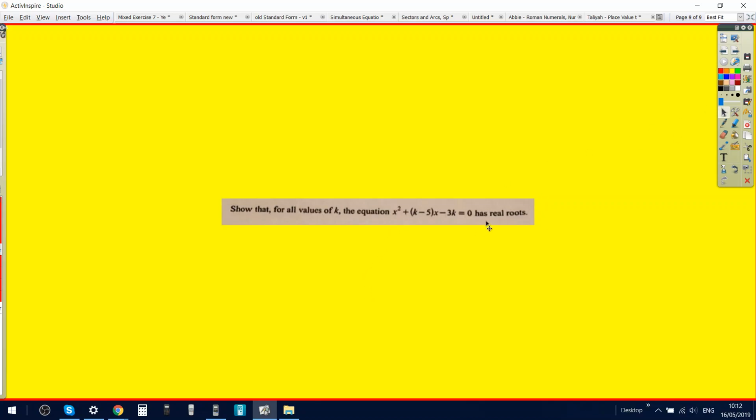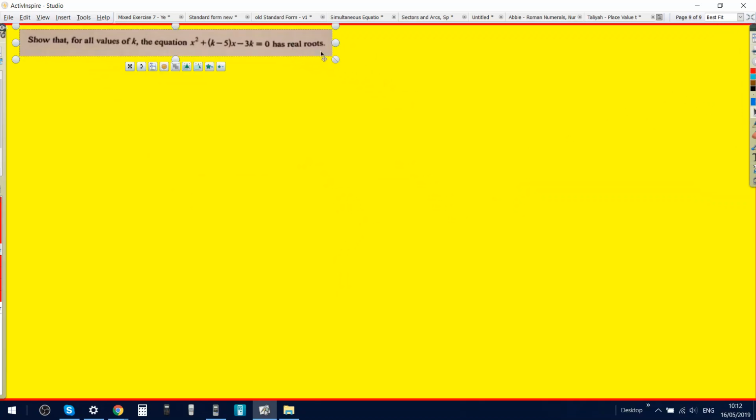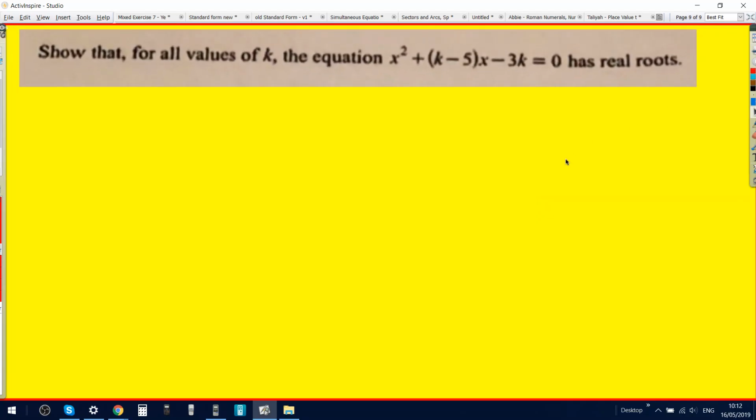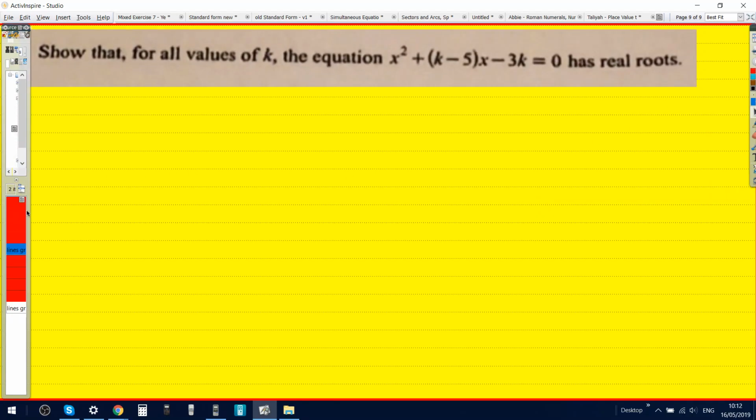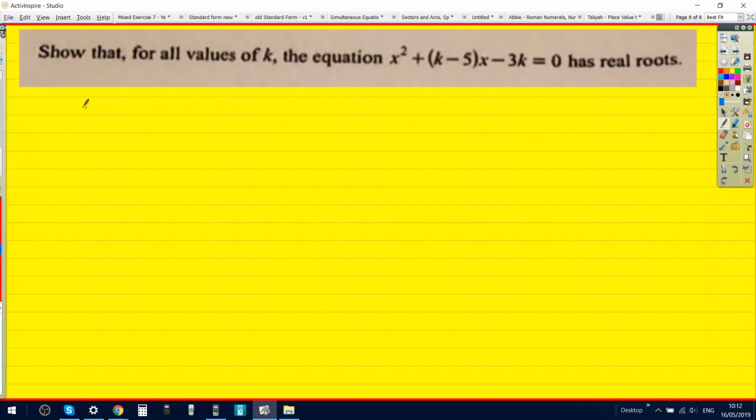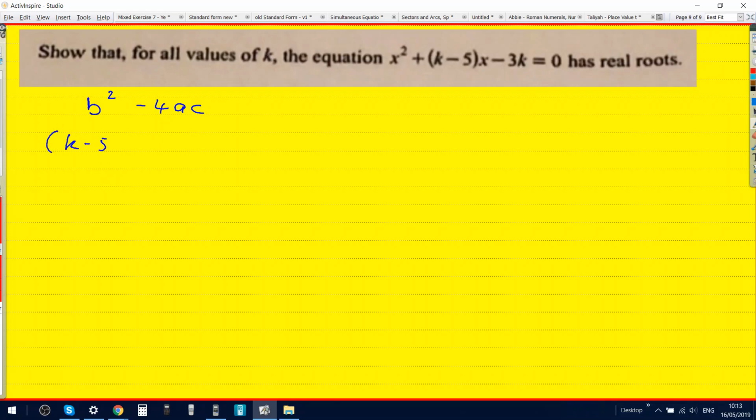Okay. Well, I haven't been through the test yet in lesson, so when I was answering it, I think I got as far as subbing everything in. But I don't think I managed to fully complete. I think I got a couple of marks on. Okay, go on. What is it? So b squared would be k minus 5 squared, and then minus 4 times 1 times 3. Hold on, that's going to be minus 3, minus 3, so yeah.